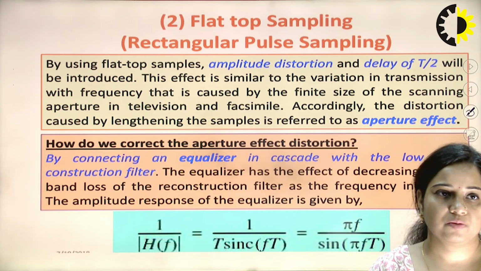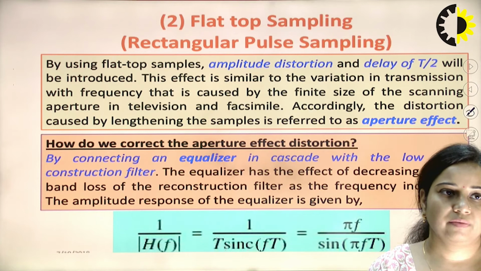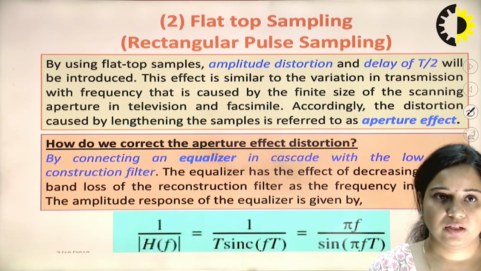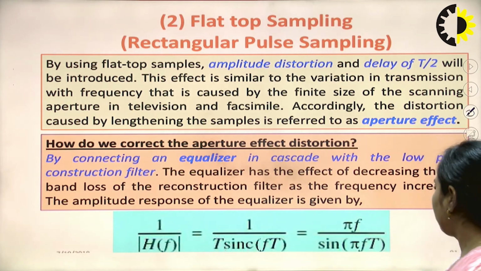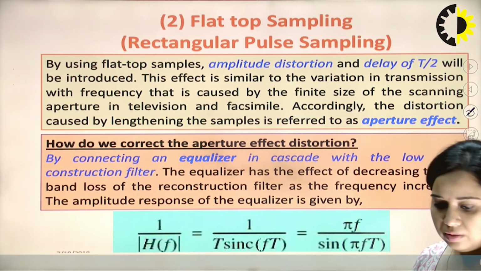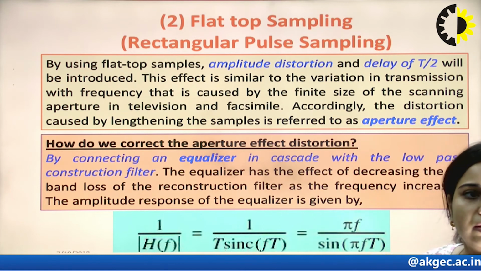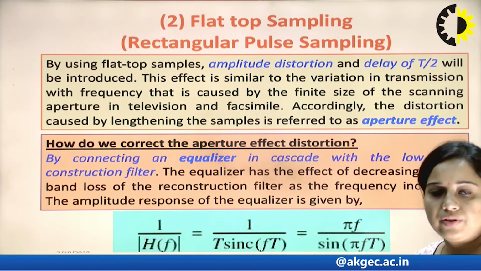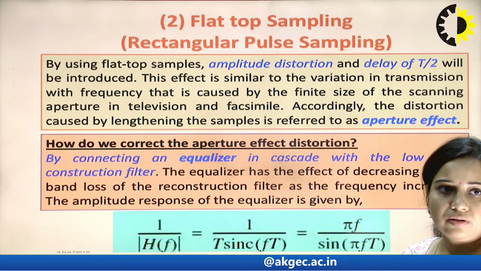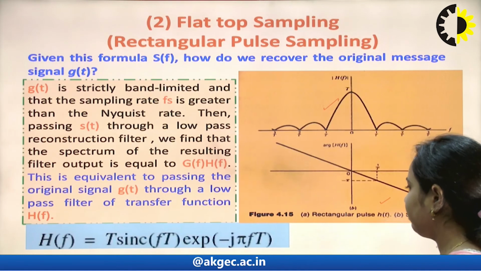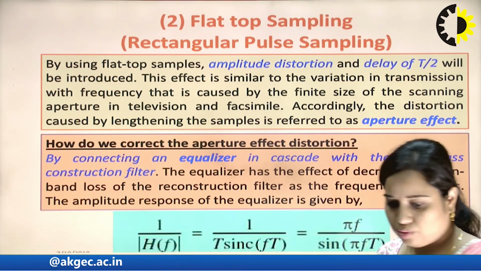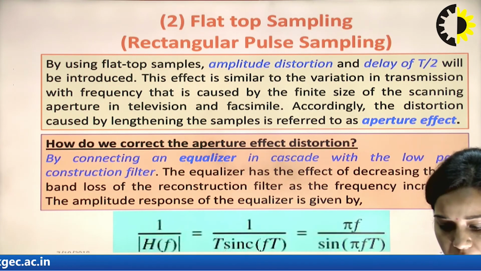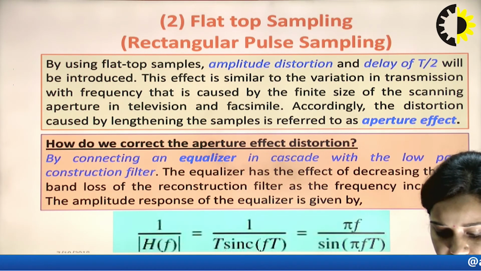This effect can be corrected by using an equalizer in cascade with the reconstruction filter. The equalizer has the effect of decreasing the band loss of the reconstruction filter as the frequency is increasing. So, the amplitude response of the equalizer is given by 1 upon mod H(f) equals 1 upon T sinc(fT), which is equal to pi f divided by sin pi f.